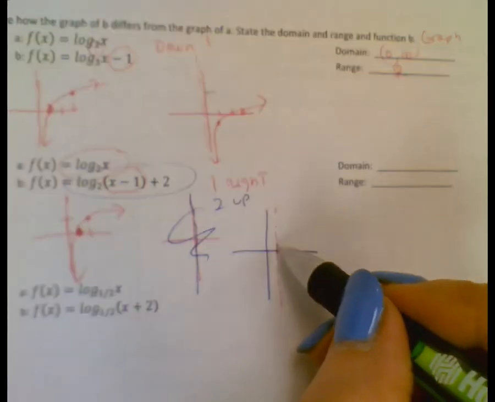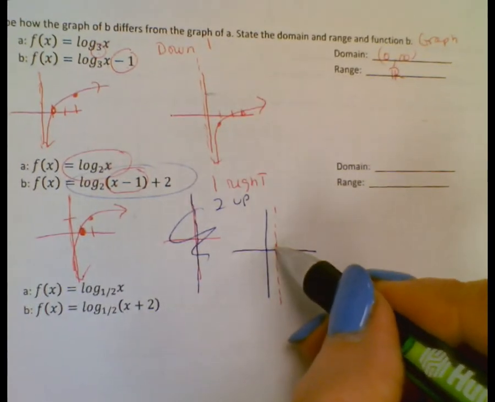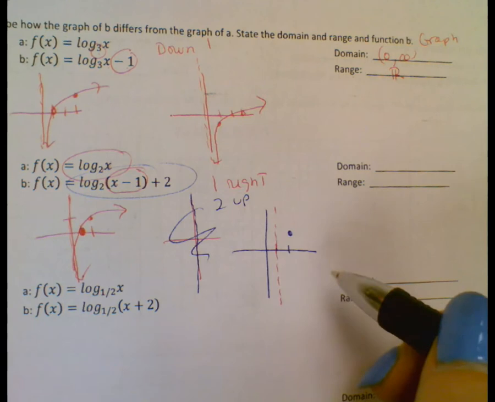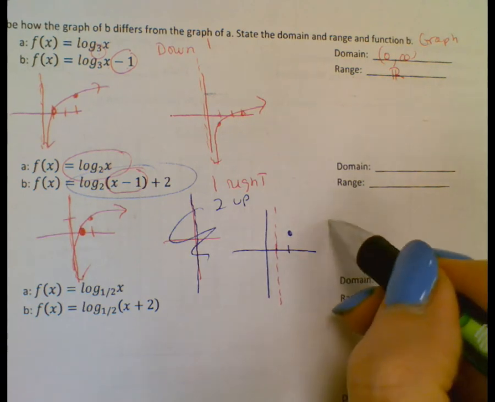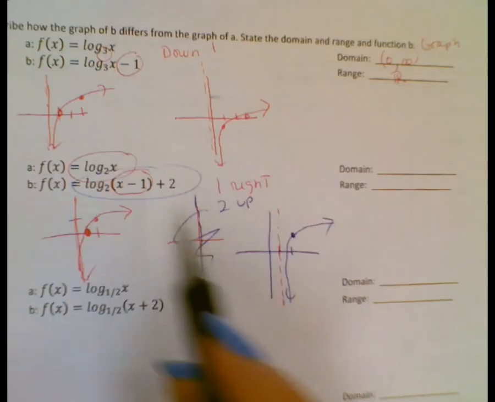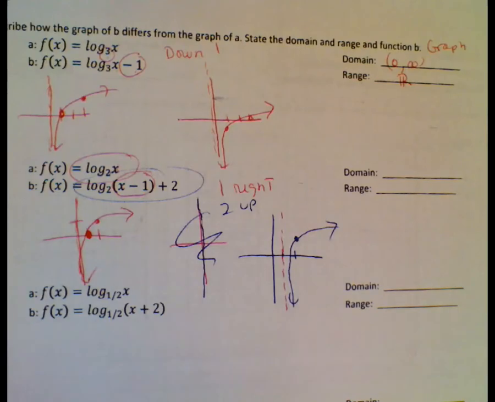Usually there's a point at 1, 0, correct? So that point that's usually at 1, 0, we're going to go 1 to the right and 2 up. That's where one of your points is. So it kind of just looks like this. Now, you would need to graph that on your calculator to get 3 points, but you can do that.